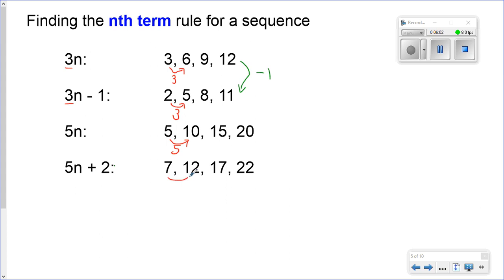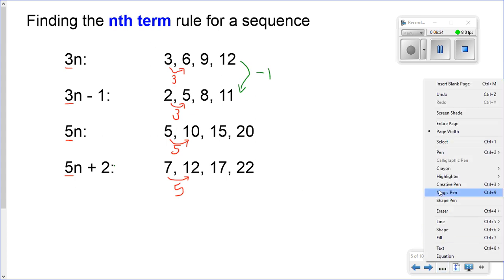Likewise, the second one is also going up in fives. The numbers look different, but it's still going up in fives. So why is it going up in fives? The reason why these two sequences are going up in fives is because they both have the 5 times table involved. 5n. 5 times 1, 5 times 2, 5 times 3. That is why these two sequences go up in fives.